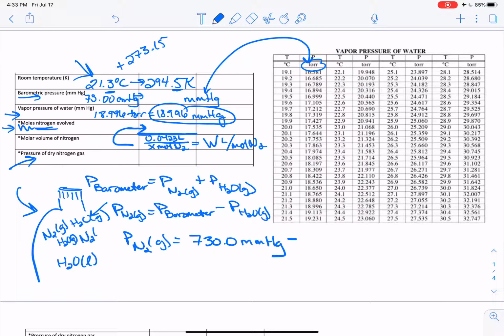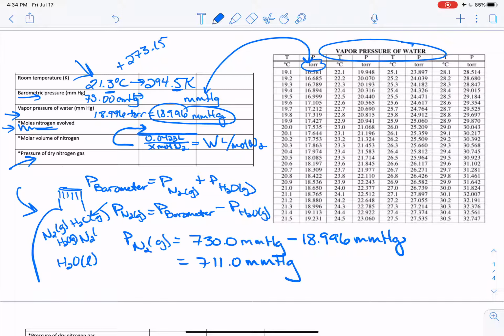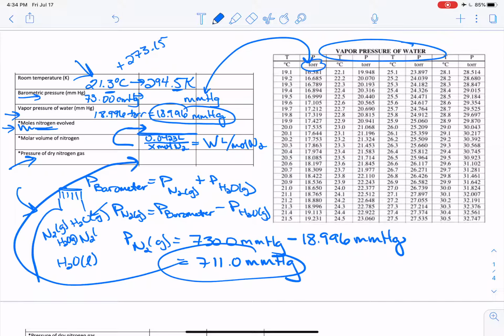So that is the water vapor pressure at whatever temperature we have. So we do minus 18.996 millimeters of mercury. And again, you guys remember, I just made up those values because I want you to read the instruments yourself. I'm just showing you how to do the calculations. So that's going to give us 711.0 millimeters of mercury, and that is the value that you would write in right there.